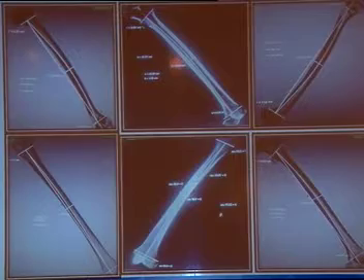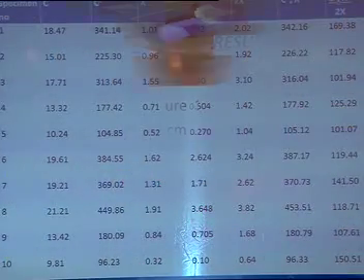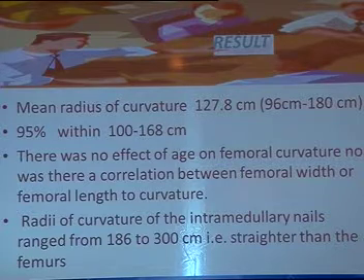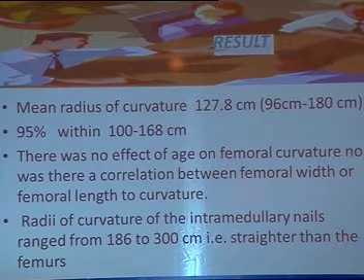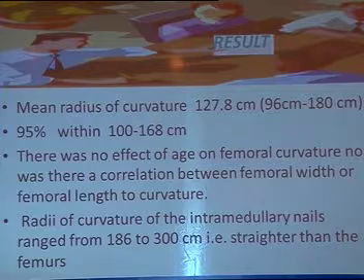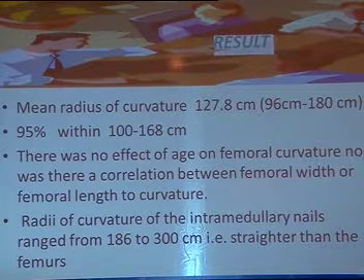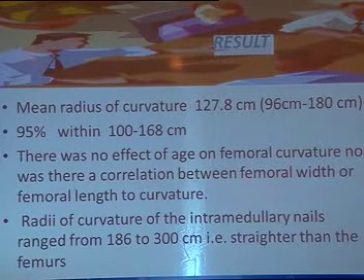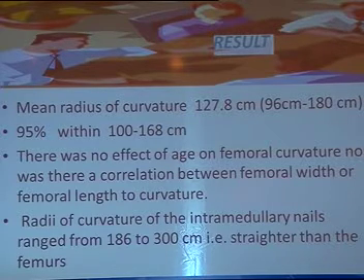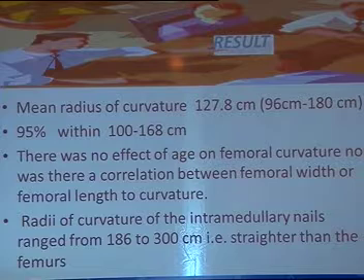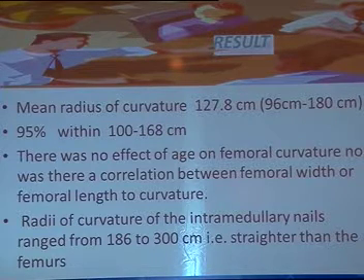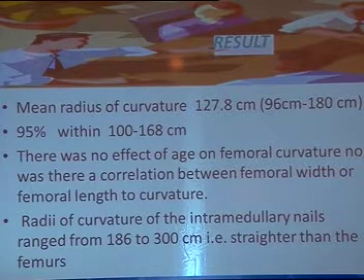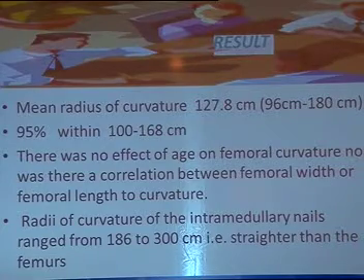Similarly I took digital images of various femurs and tabulated all of these. Now coming to the results. The mean radius of curvature was found to be 127.8 cm, ranging from 96 cm to 180 cm. 95% lie within 100 to 160 cm. There was no effect of age on femoral curvature, nor was there a correlation between femoral width or femoral length and curvature. The radius of curvature of the current intramedullary nails ranged from 186 cm to 300 cm, that is, straighter than the normal femurs.